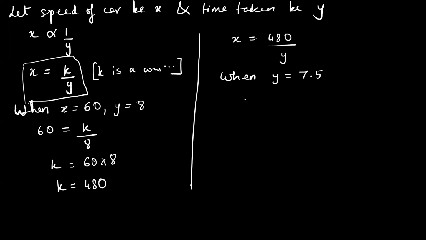So x is equal to 480 upon 7.5. My suggestion is, rather than keeping the decimal, remove the decimal. How many digits are there after the decimal? Only one. So only one 0 will get added on top. So it will become 4,800 upon 75.